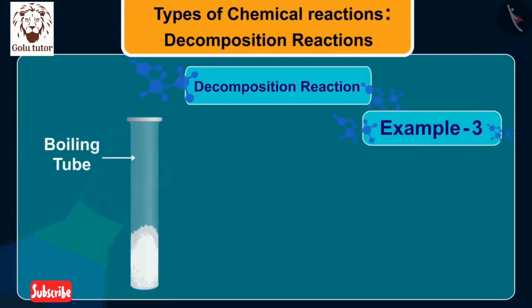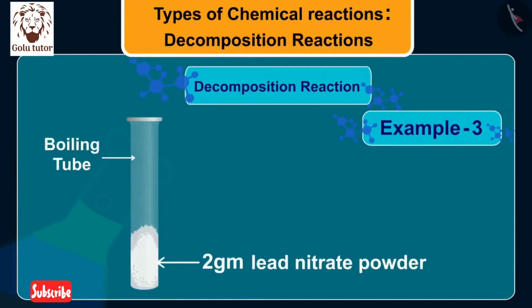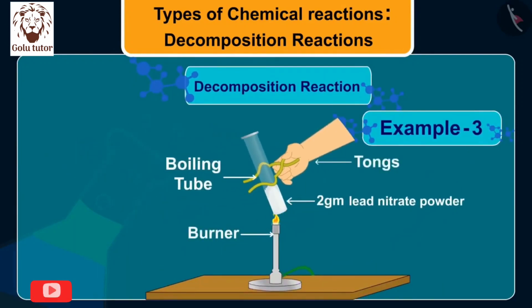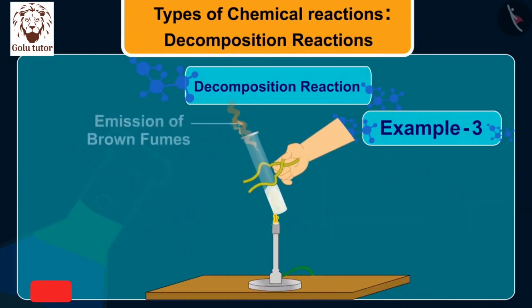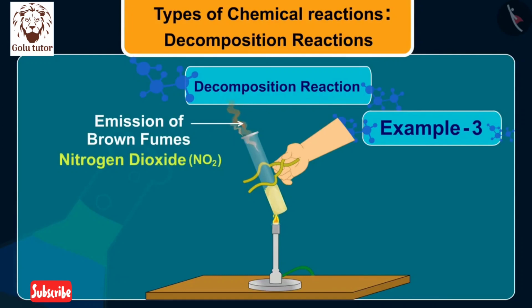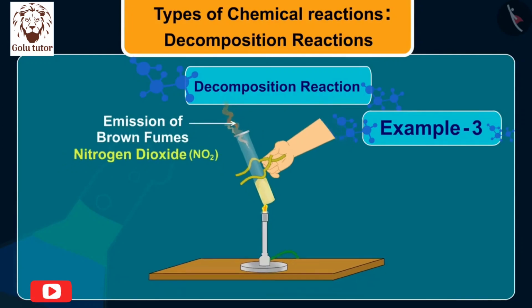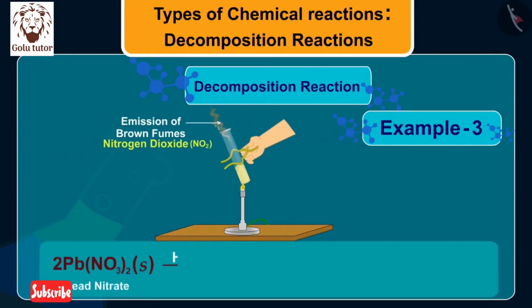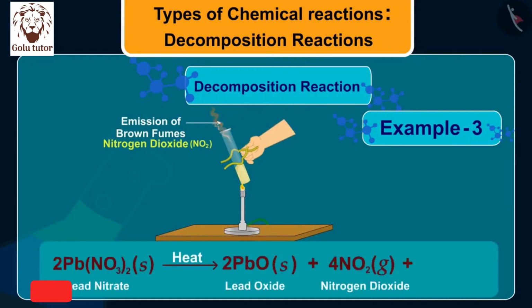Take about 2 grams lead nitrate powder in a boiling tube. Hold the boiling tube with a pair of tongs and heat it over a flame. You will observe the emission of brown fumes. These fumes are of nitrogen dioxide, NO2. The reaction that takes place is lead nitrate decomposes to form lead oxide, nitrogen dioxide and oxygen.